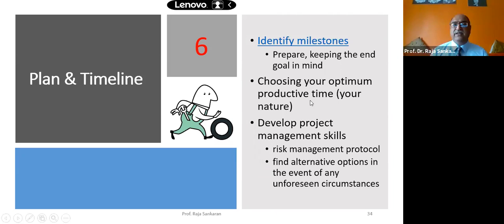Okay. The other point is, choose your optimum productive time. Again, it is based on individual nature. For example, some would start quite early in the morning at 4 or 5 in the morning. Some would like to sleep at that time.